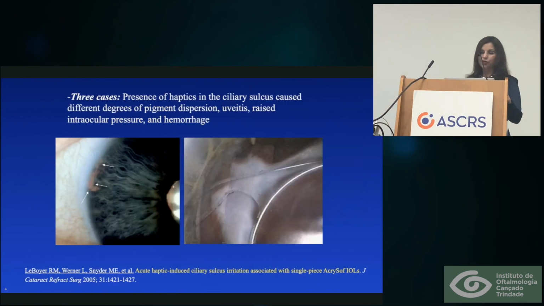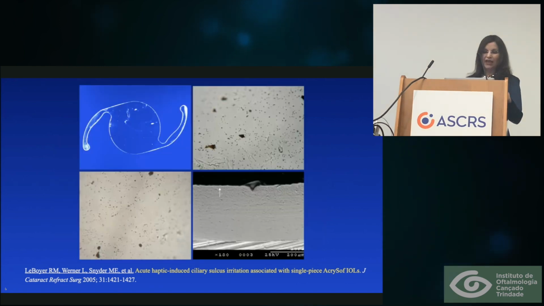So in our laboratory, we described different cases where the presence of such haptics in the ciliary sulcus caused all kinds of problems, such as pigmentary dispersion, uveitis, increased intraocular pressure, and bleeding. You can see on the left side the transillumination defect. And when you explant the lenses and analyze them, you can see this huge pigmentary dispersion on the surface of the IOL.